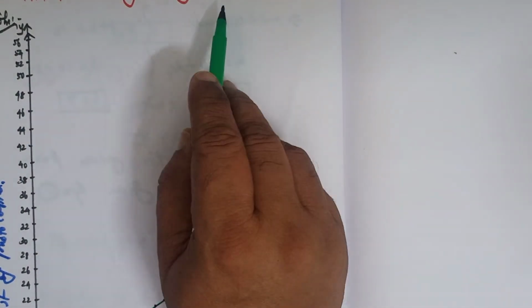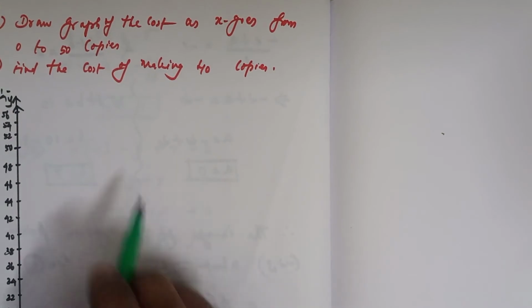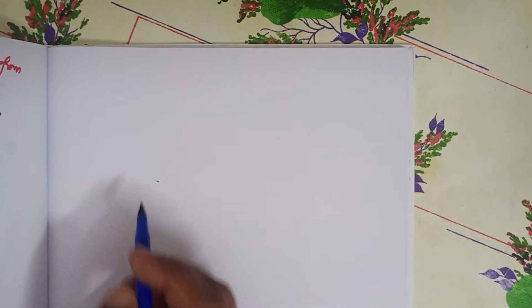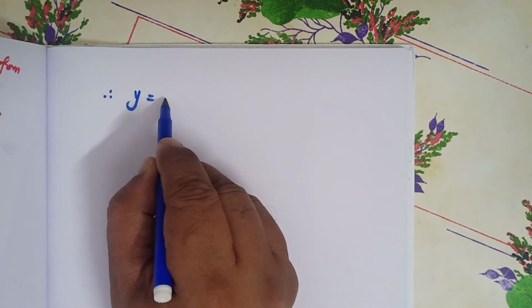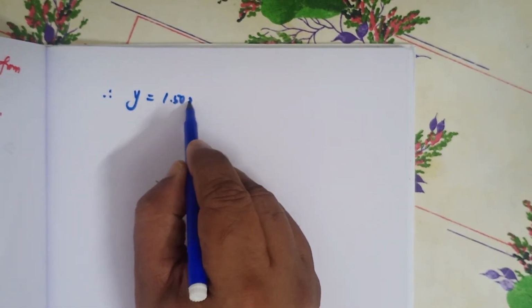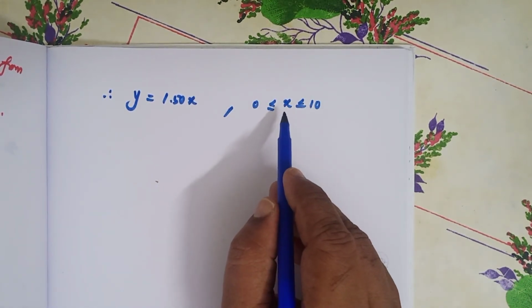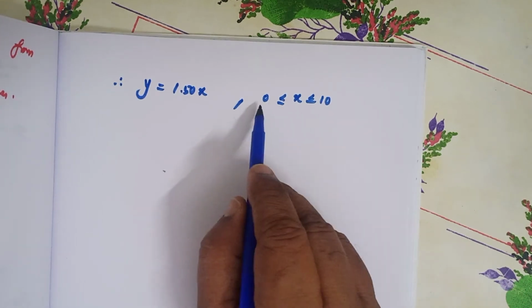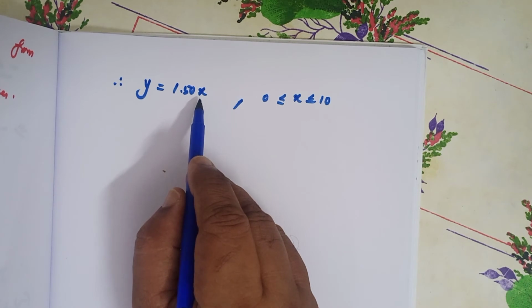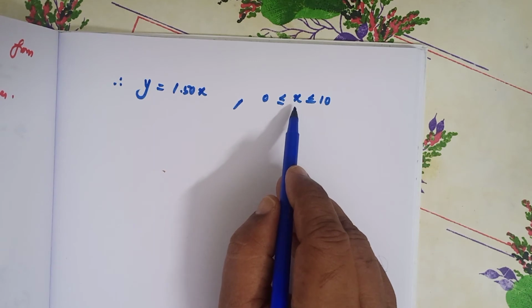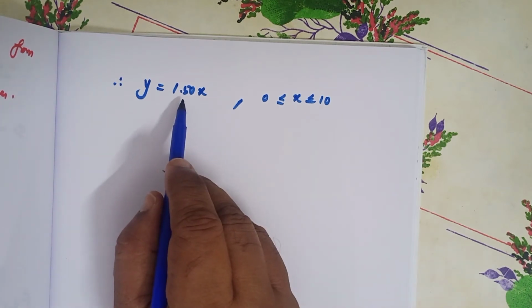Now we can get into that second subdivision. Find the cost of making 40 copies. Before finding the cost of making 40 copies, you have to create a function. Therefore, y is equal to 1.50 into x, if x lies from 0 to 10. X refers to the number of copies. Number of copies 0 to 10 means for each and every page they charge 1 rupee 50 paise. For example, if I consider 3 copies, 3 into 1.5 is equal to 4 rupee 50 paise.